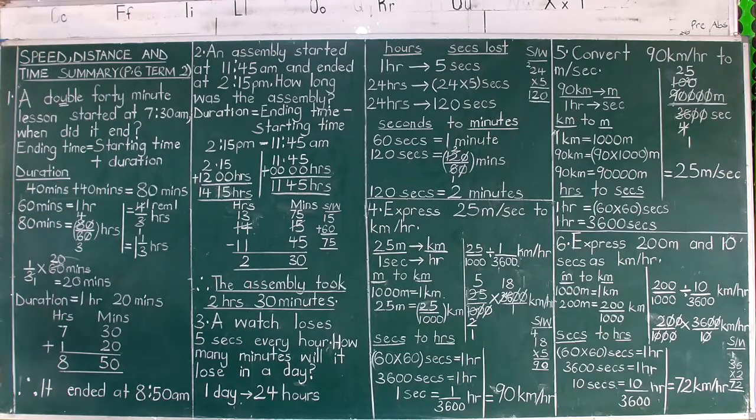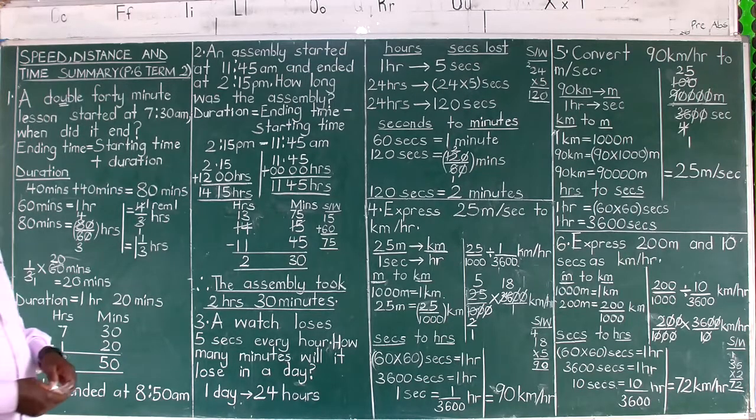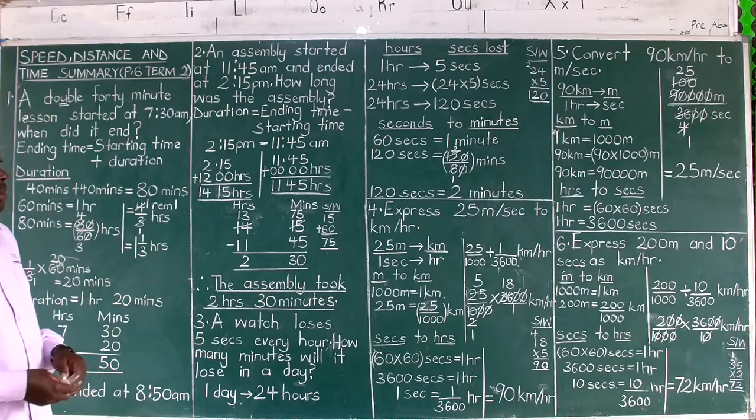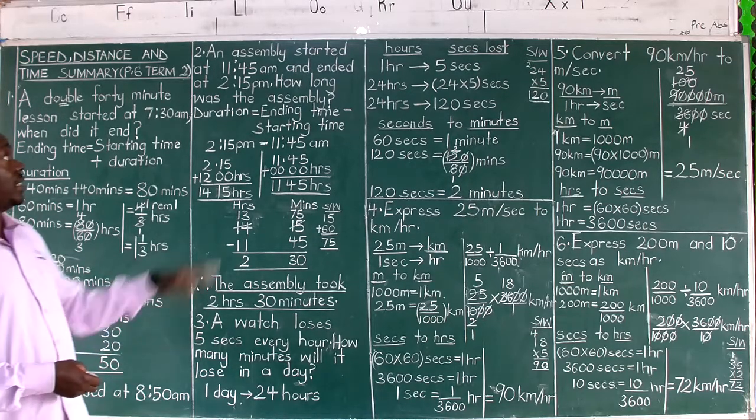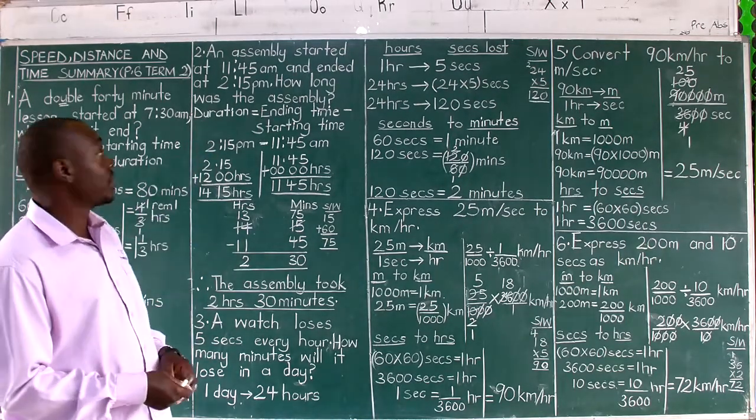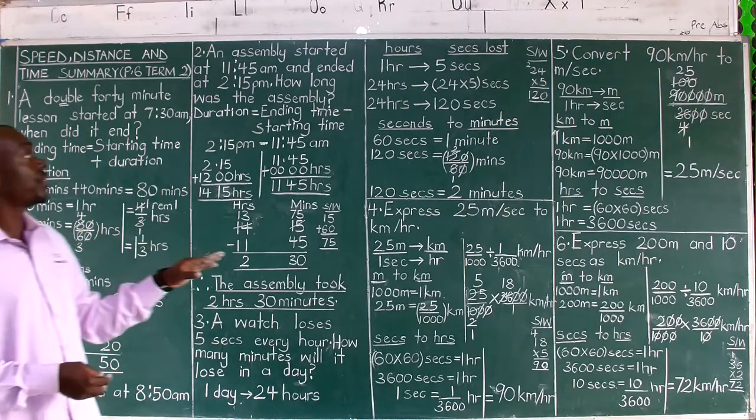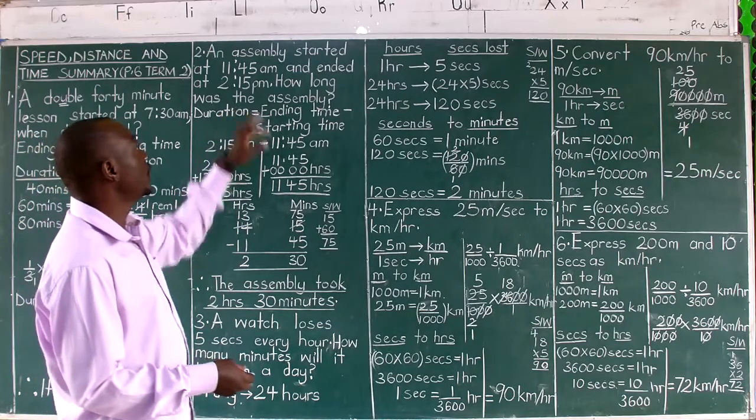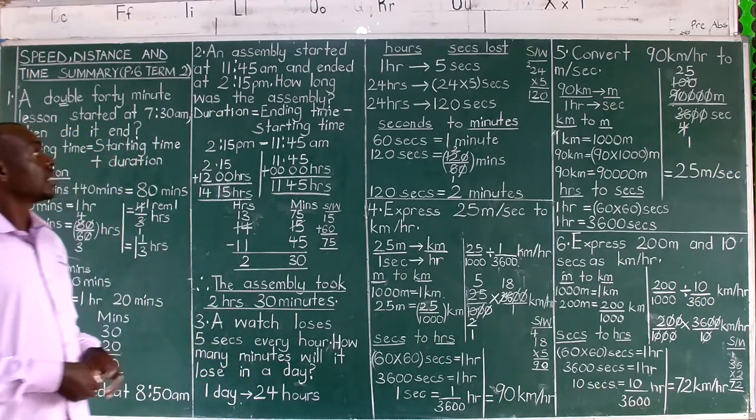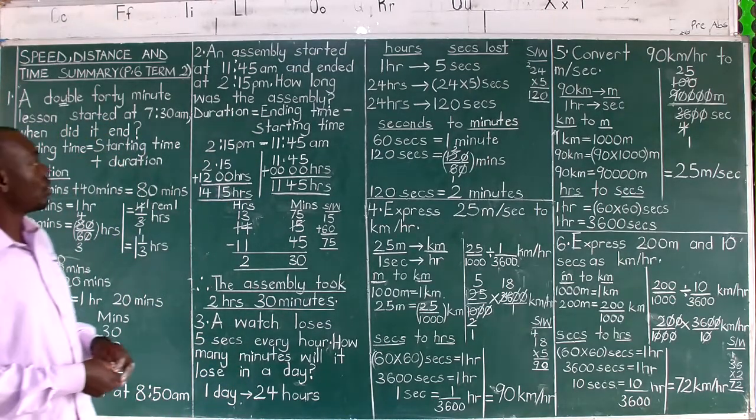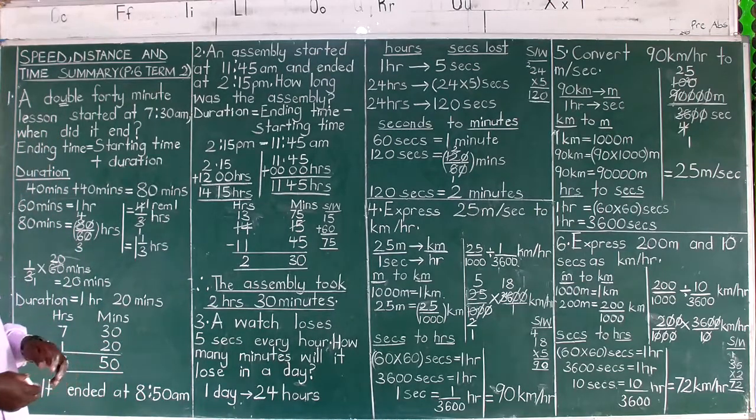But here, the comprehension is the word double. To double is to multiply by 2, or to add a number to itself. So, better understand that and then you'll be able to answer accordingly. As we look at the second example, it says an assembly started at 11:45 a.m. and ended at 2:15 p.m. The question is, how long did the assembly last?